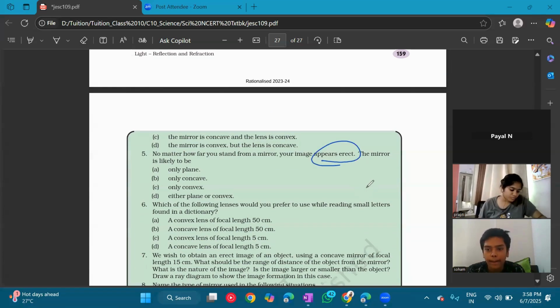तो क्या होगा? Fifth one. The mirror is likely to be only plane. क्यों कॉन्वेक्स में तुम्हें इरेक्ट नहीं, तुम उल्टी दिखाई दोगी?